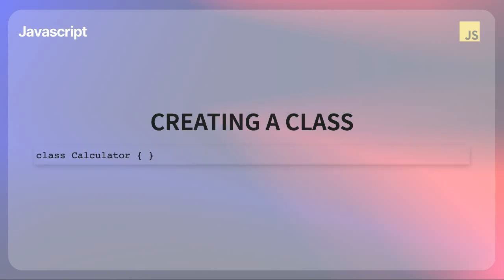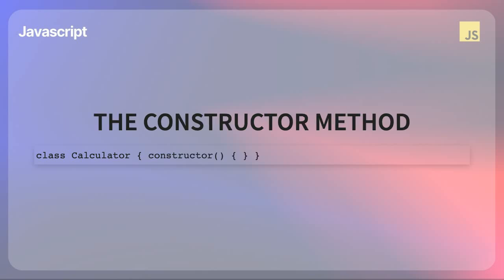Now that we know why classes are useful, let's learn how to create one. In ES6+, we can use the class keyword to define a class. In a class, the constructor method is used to initialize objects. It's called when an object is created.